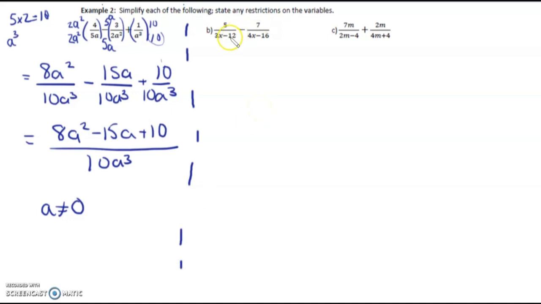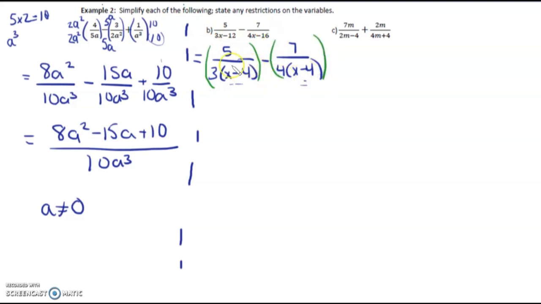Okay, the next one. I don't quite know what these denominators look like, so I'm going to first factor them. Let's factor out a 3, and we have x minus 4. And then I'm going to factor out a 4, and we have x minus 4. So the x minus 4s are common, so that's good. But the 3 and the 4 aren't common. So in order to get the lowest common denominator, it's actually going to be 12(x minus 4). The x minus 4s we already have in there, so that's good.